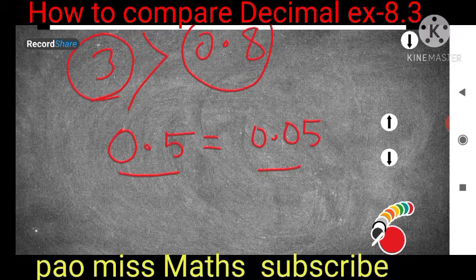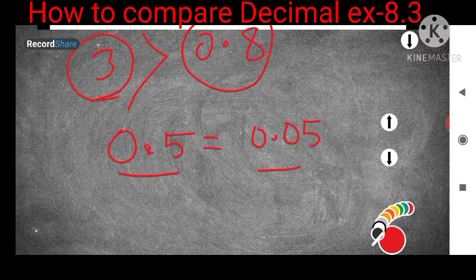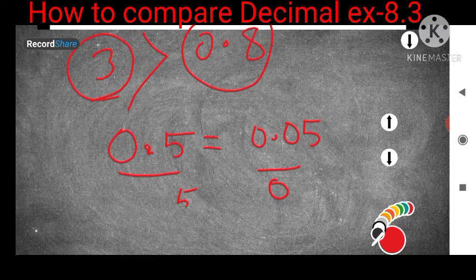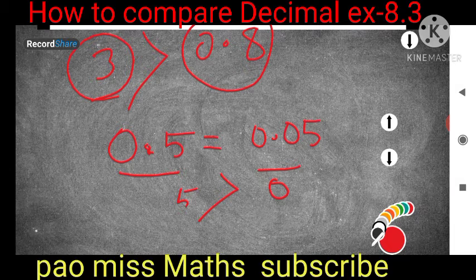You will compare one by one. Now after the decimal what is here? 5, isn't it? And here after the decimal what is there? 0. Now which is greater here? 5 is greater. So how can it be equal, isn't it? So they are not equal.